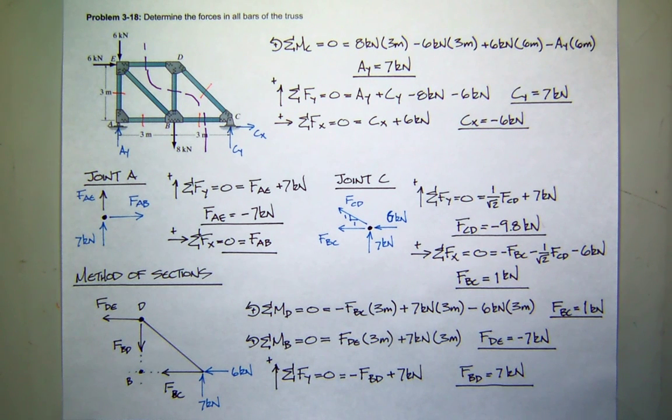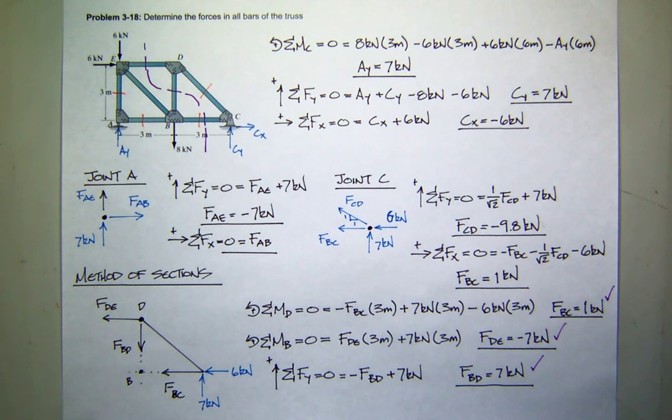So 318 says, let's see, it says that FBD is 7 kilonewtons in tension, so we got that right. It says that BC is 1 kilonewton in tension, and we got that right. And it says that ED, or I wrote it DE, is 7 kilonewtons in compression. So we got that right. That's good. It's always nice when I get it right.